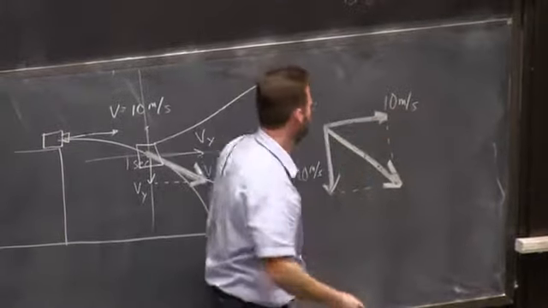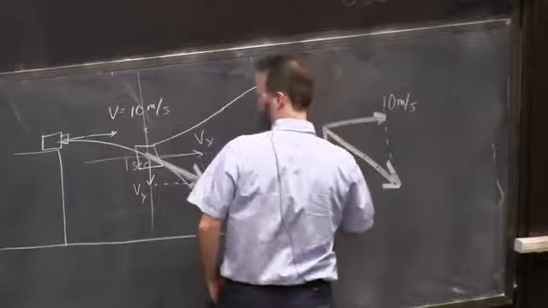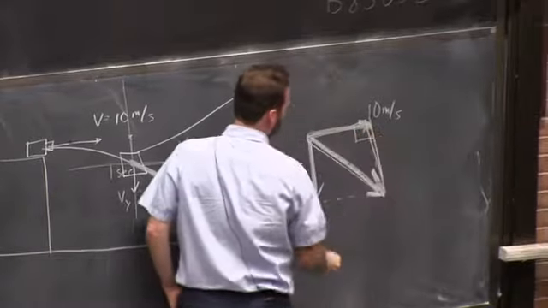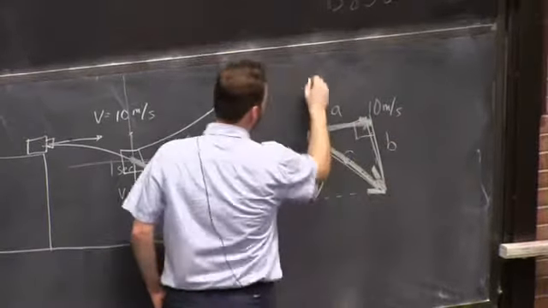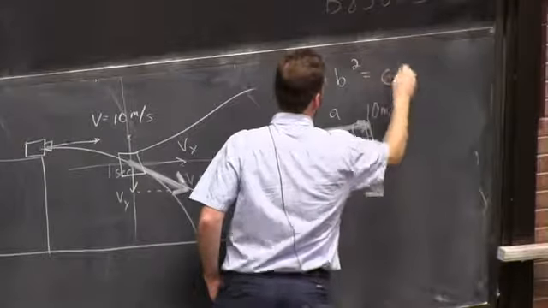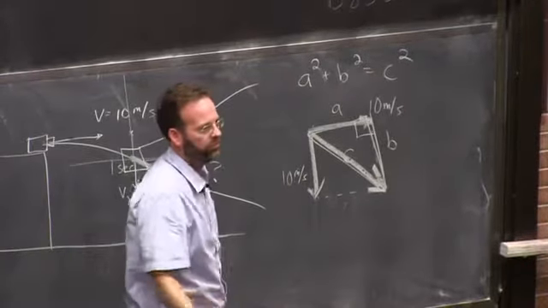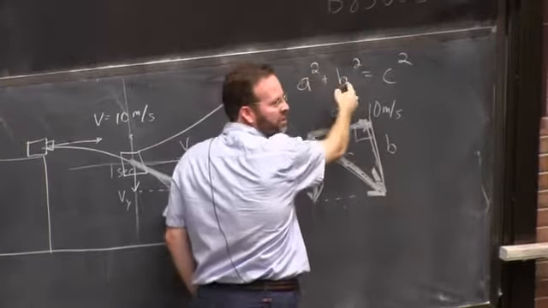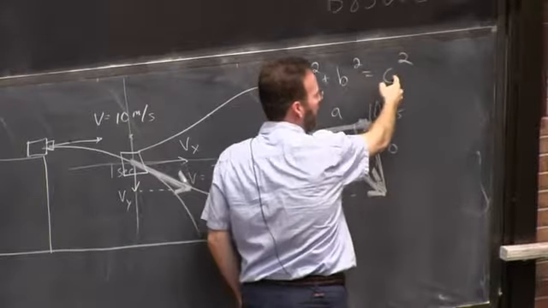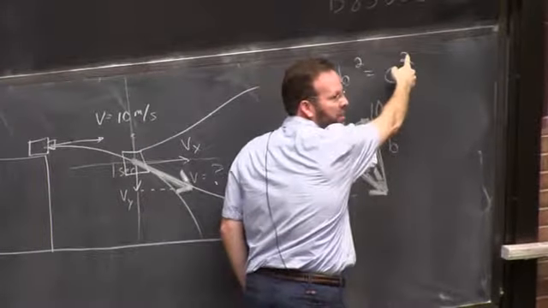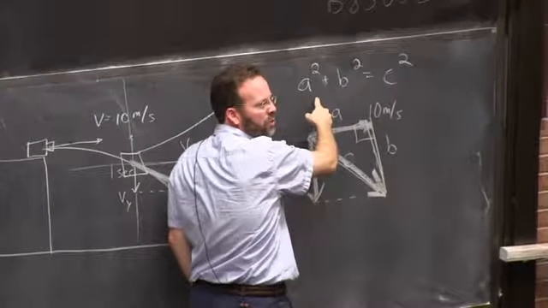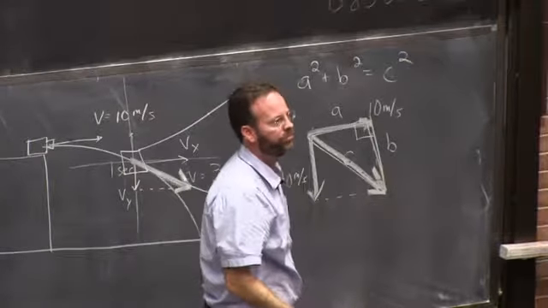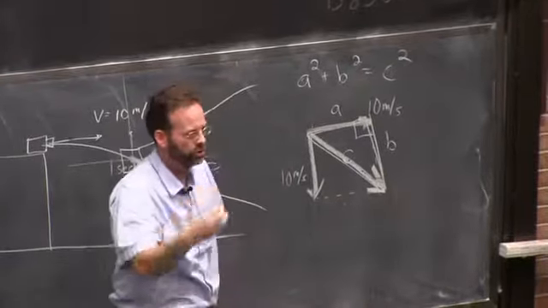Then I'm happy. For a right triangle, let's focus in on this guy. Here's the right triangle: A, B, and C. A squared plus B squared equals C squared for a right triangle. So this is 10, this is 10. 10 squared is 100, 10 squared is 100, you get 200. The hypotenuse squared is 200. So you'd have to take the square root of both sides. The square root of 200 is about 14. I'm not asking you to do that.